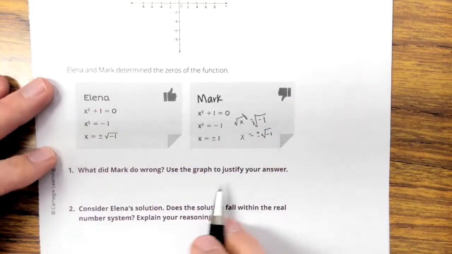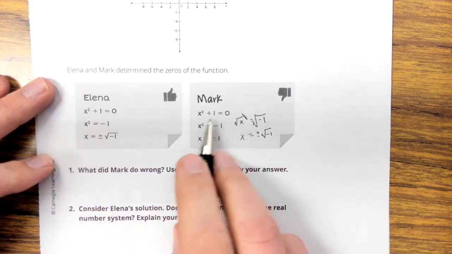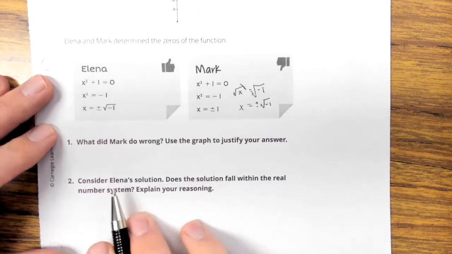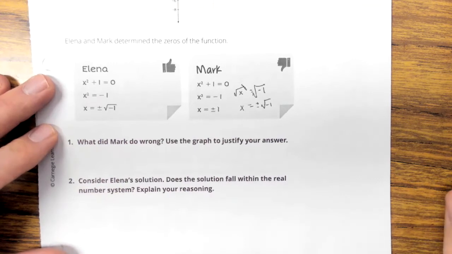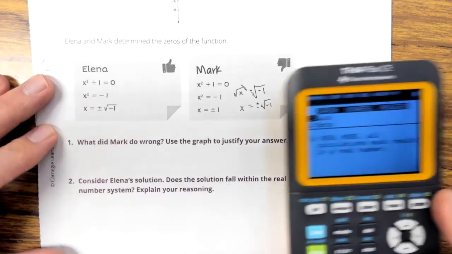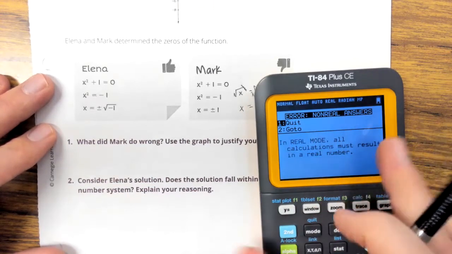All right, so what did Mark do wrong? You cannot take the square root of -1. Consider Elena's solution. Does the solution fall within the real number system? And again, that's no, because if I try to do the square root of -1, I get an error message. It's really easy to see on the calculator, right? I get some non-real answers.